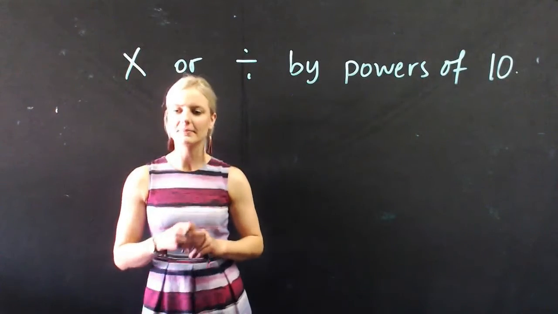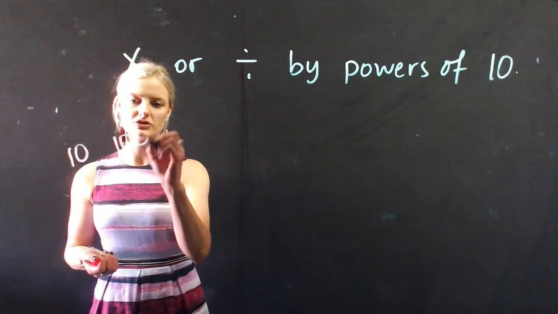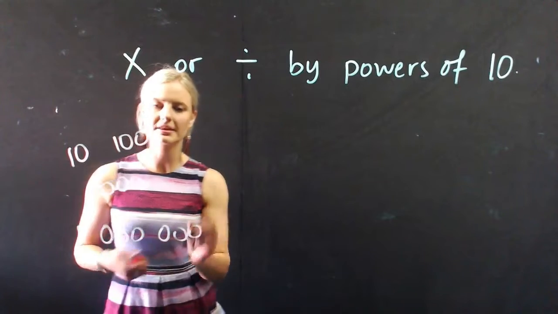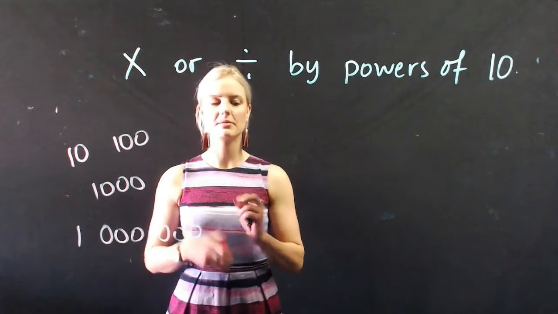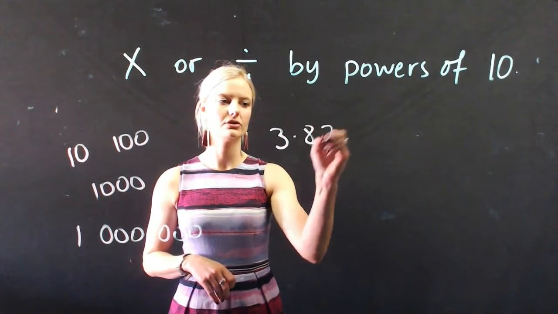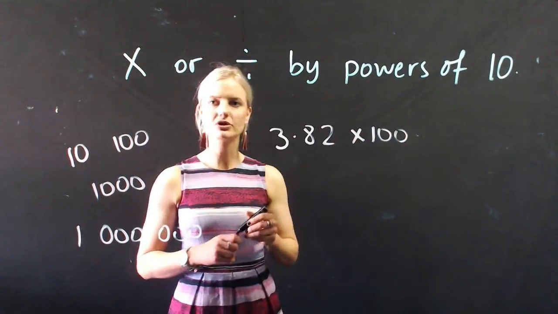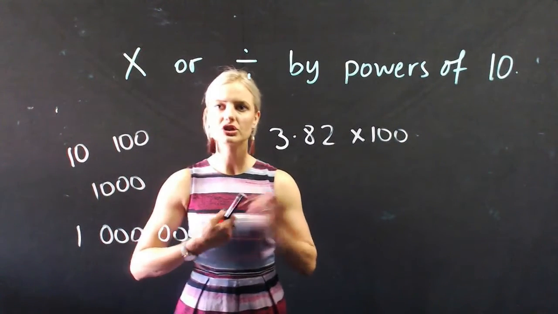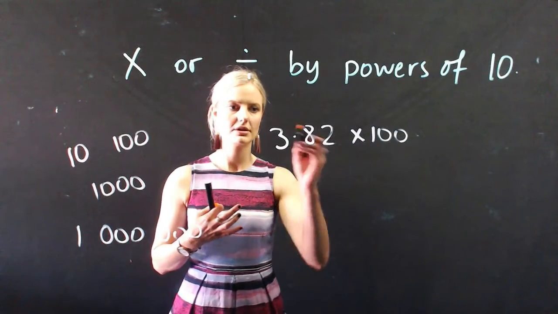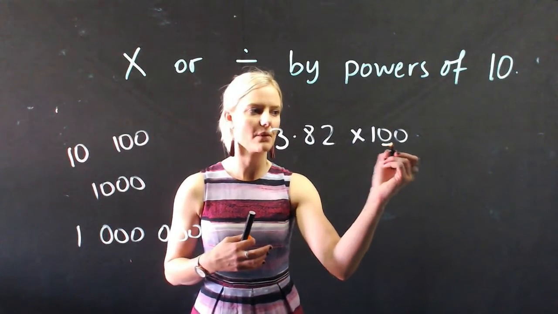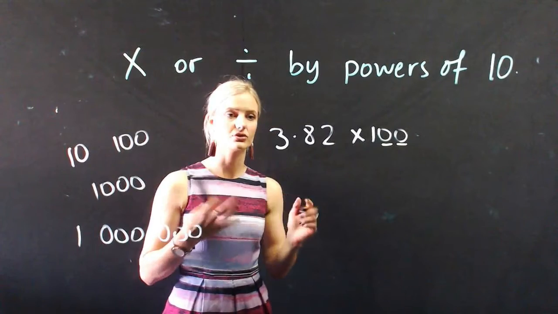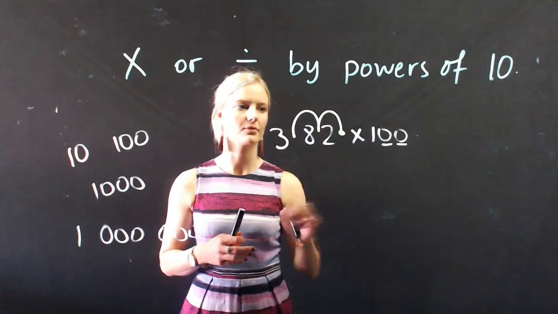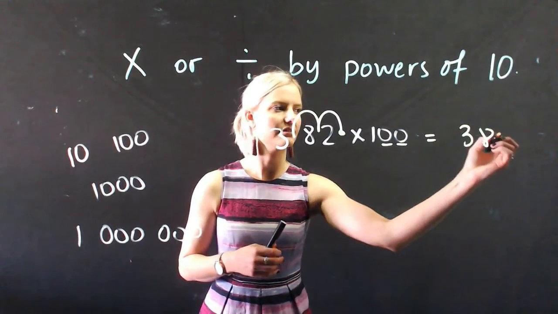Over multiplying or dividing by powers of 10, that could be 10, 100, 1,000, all the way up to 1 million. It's just a matter of jumping the decimal the correct direction. Let's think about 3.82 times 100. We're multiplying that number. That number is going to get larger. We're going to jump the number of decimal places, same as however many zeros there are. 100 has 2 zeros, so we'll jump the decimal 2 places. 3.82 times 100 is now 382.